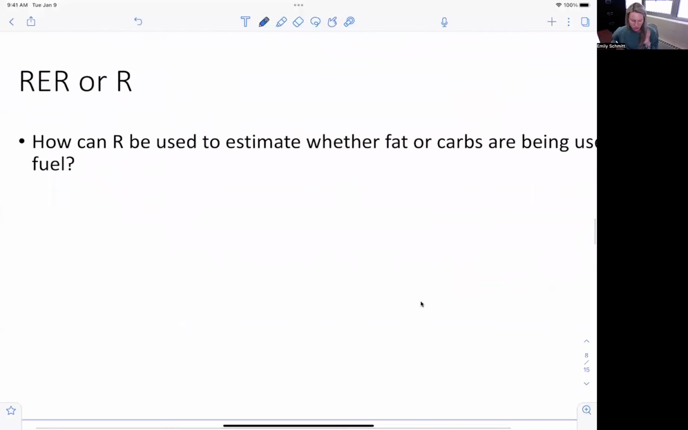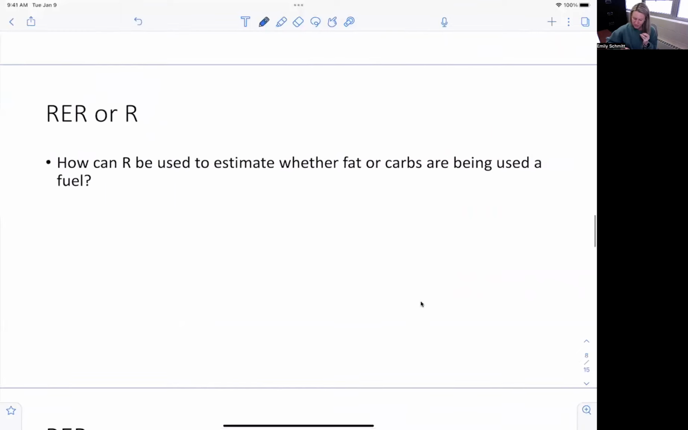So how can the respiratory exchange ratio, or R, be used to estimate whether fats or carbs are being used as a fuel? That's really what I want you to understand here: with the respiratory exchange ratio and this crossover concept, we're really discussing whether fats or carbohydrates are being used as a fuel source to fuel that activity. So what we're talking about is the estimation of fuel utilization during exercise. What kind of fuel are you using during your exercise bout?